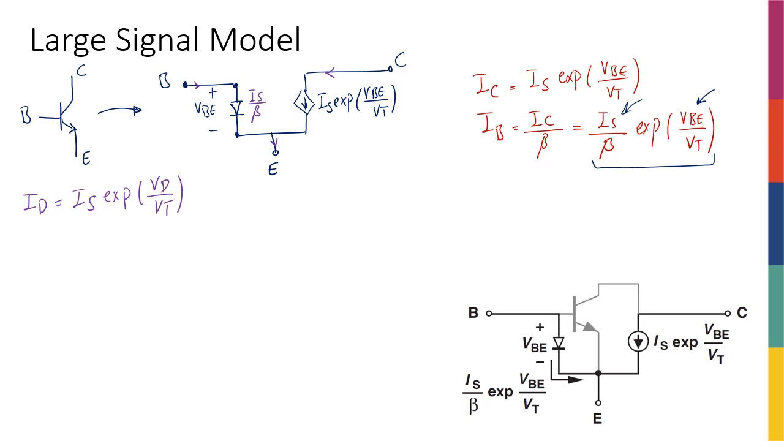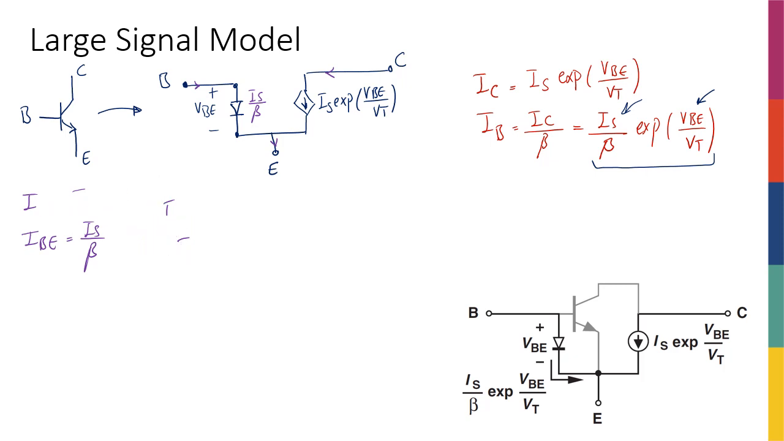So for this diode, the current between base and emitter, IBE, is equal to the reverse saturation current, which here is actually IS divided by beta, times the exponential of VBE, which is the voltage across the diode, divided by VT. Okay, so that's how I get this.